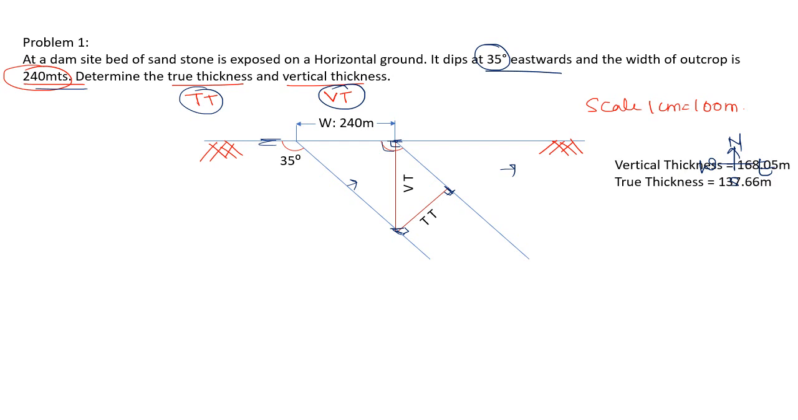Okay, the same problem can be solved. I missed it: here the vertical thickness VT is 168.05 centimeters and TT is 137.6 centimeters. So this is the answer for the TT and the VT.